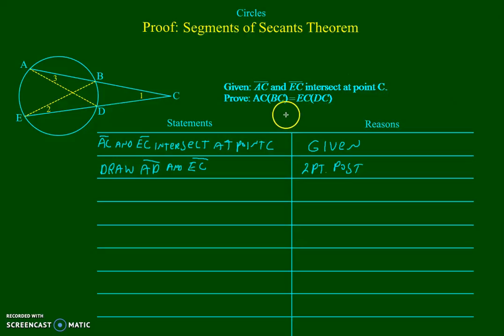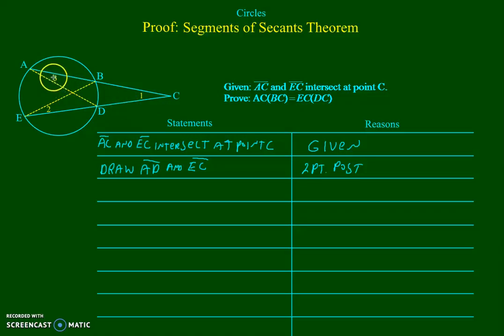In this proof, what we have is AC and EC intersecting at point C. I've gone ahead and drawn in segment AD and EB, creating two triangles, triangle ADC and triangle EBC. We're going to show that those two triangles are similar, and thereby setting up a proportional relationship.